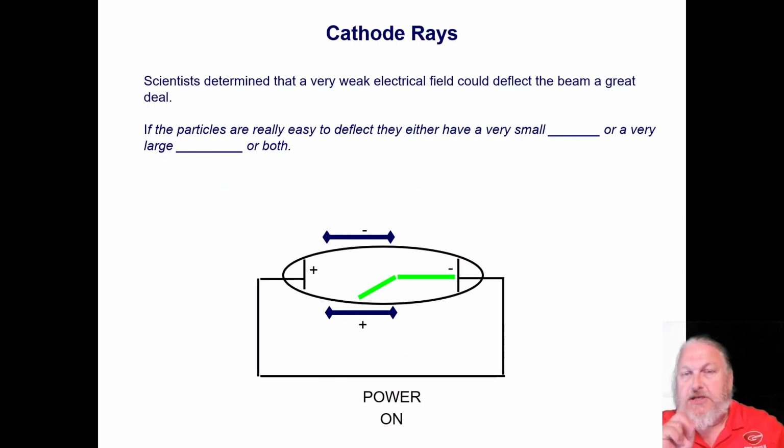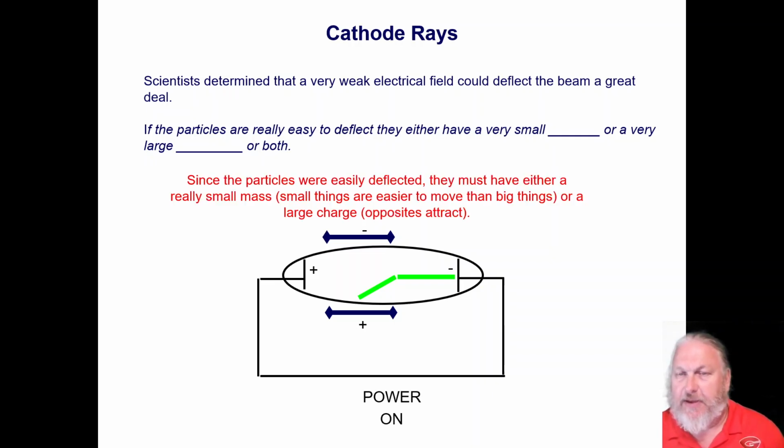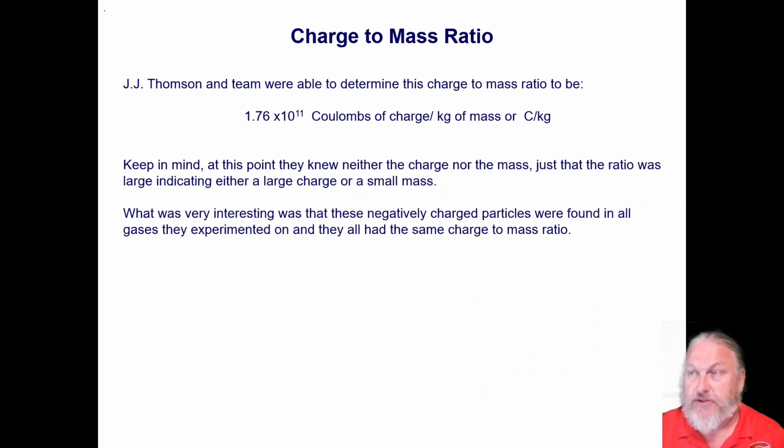Scientists determined that a very weak electrical field could deflect the beam a great deal. So if the particles are really easy to deflect, they have either a small mass or a very large charge, or both. Let's think about it. That would mean they must have a really small mass. Why? Because small things are easier to move than big things. Or a large charge, which would suggest that opposites attract. Or maybe it was both, right?